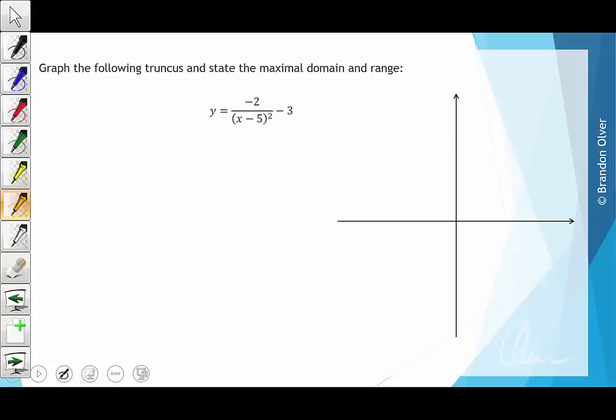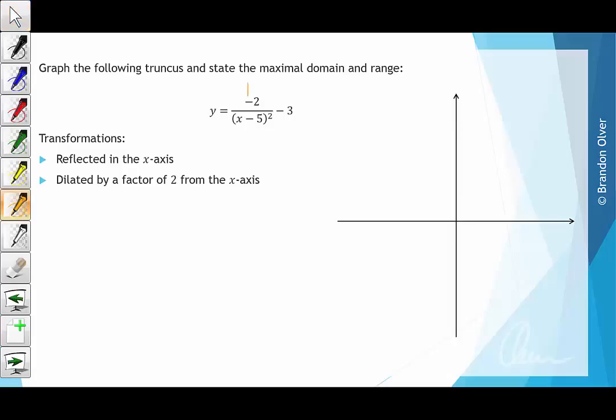In this video, we'll graph the truncus function y equals -2 divided by (x minus 5) squared, minus 3. Because the function is expressed the way it is, we can immediately identify any transformations to the graph. The first transformation we can recognize is a reflection in the x-axis due to the negative out the front. The second is that it's been dilated by a factor of 2 from the x-axis, which comes from the 2 on the top of the fraction.